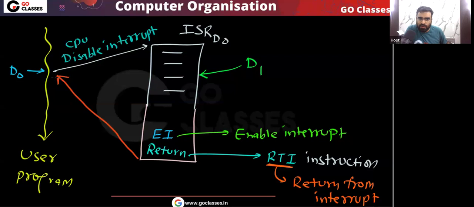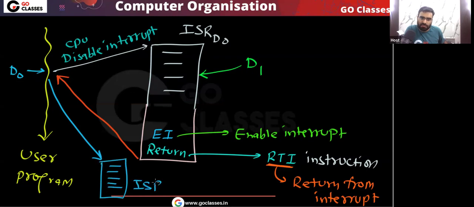So what will the CPU do? The CPU will check, is there any interrupt? Yes, there is an interrupt from D1. Because there is an interrupt from D1, the CPU will jump to the ISR of D1. Again, the same thing. When the CPU is jumping to the ISR of D1, again the same thing.